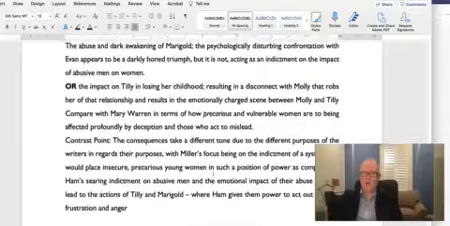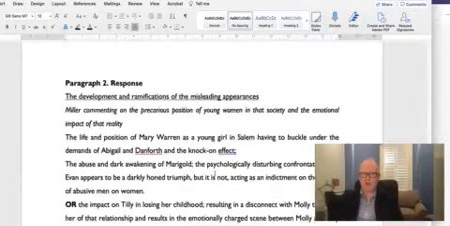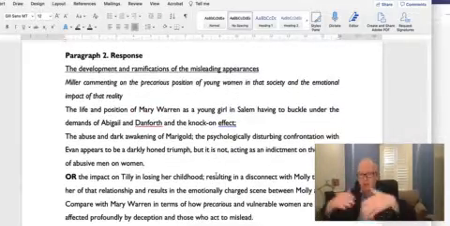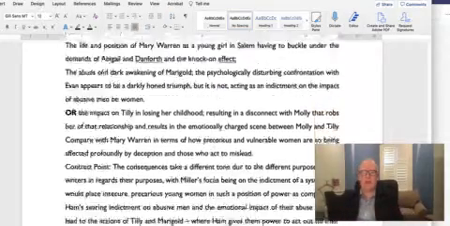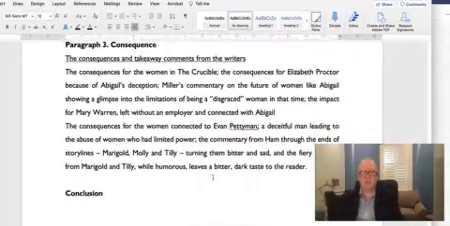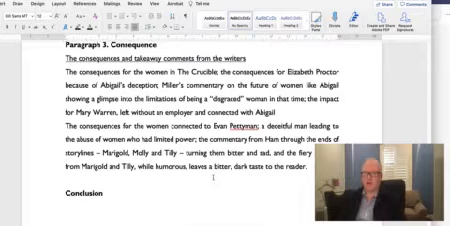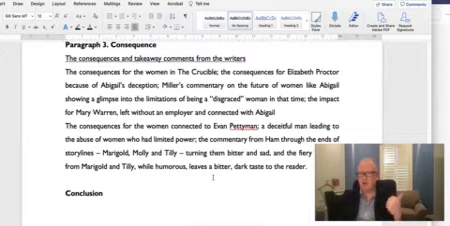But my point about this is that you're thinking about things in common, but in the response, you're talking about how things are developed through a text. And then the last one is the consequences and takeaway comments from the writers. So think about the consequences for the women in The Crucible, the consequences for Elizabeth Proctor due to Abigail's deception. You can be talking about that. Or Miller's commentary on the future of women like Abigail, so it's the consequences of misleading and all that sort of thing. It shows a glimpse into the limitations of being a disgraced woman in that time.